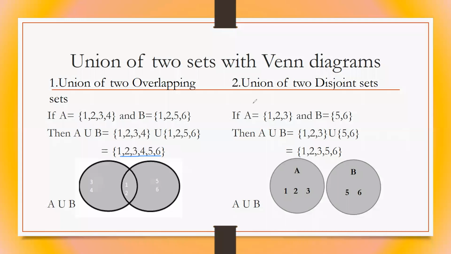Now come on question number 2. When the union of two disjoint sets is given, A containing 1, 2, 3 and B containing 5, 6, is there any element common? Good. Everything is clear. Very good.